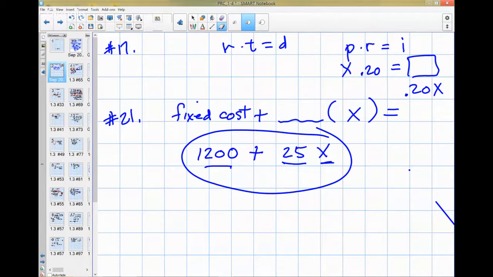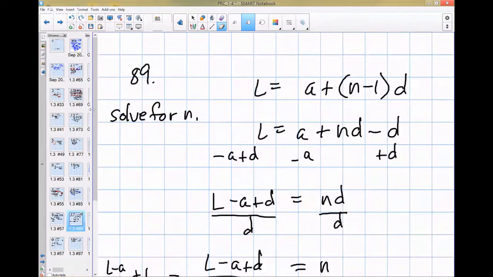And then number 91 is the last one we're going to do or talk about. I'm going to make a slide for this, so hang on just a second.